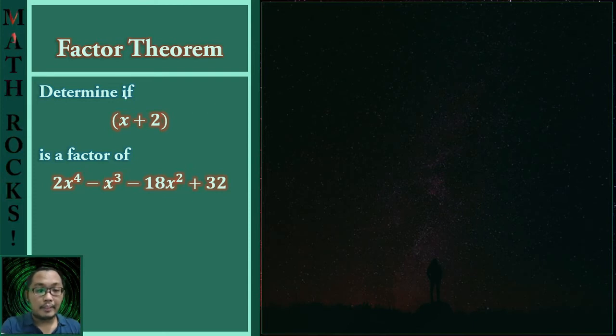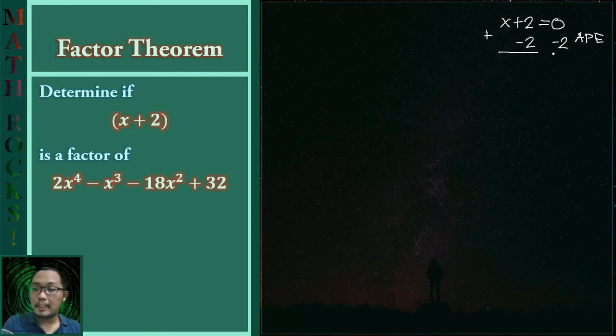Here we have to determine if x plus 2 is a factor of this polynomial. Having x plus 2 equated to 0 and applying APE, we have to add negative 2 to both sides of the equal sign, having this equation. So your x is equal to negative 2. Our coefficient setup would now have a constant of negative 2.